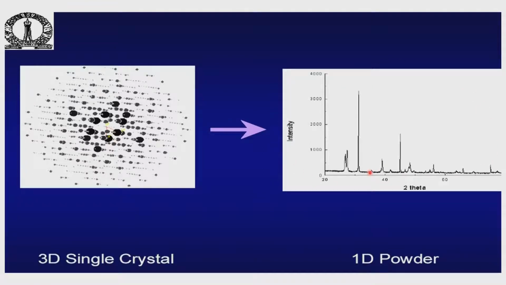Now, how do we use this information to get to the structure? This is something which is very crucial for pharma industries particularly, because very often the growth of a good quality single crystal is an issue.